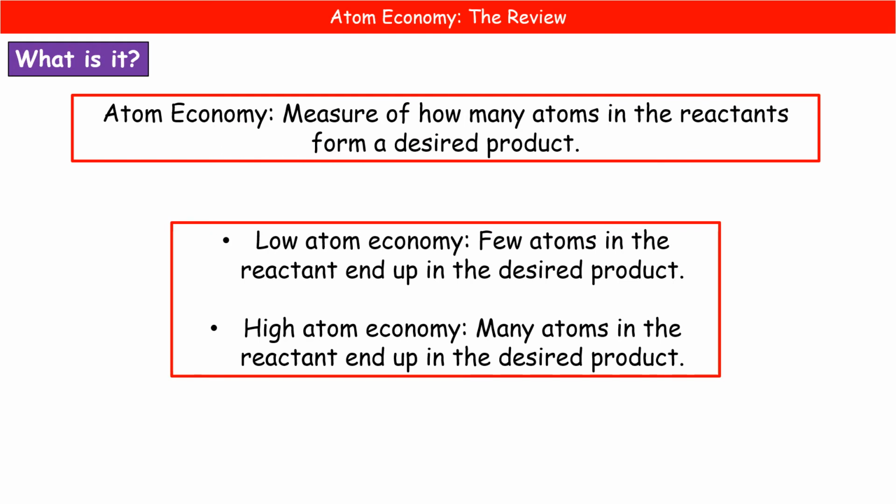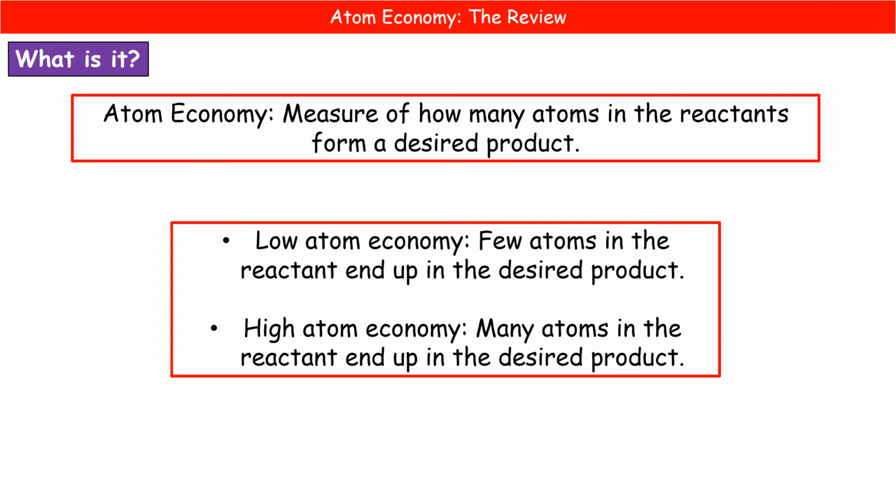Today's chemistry check, we're looking at atom economy. Now, atom economy, quite simply, is the measure of how many atoms from our reactants actually end up in the desired product, the thing we wanted to make. So it's a value, and it's going to be between 0 and 100.